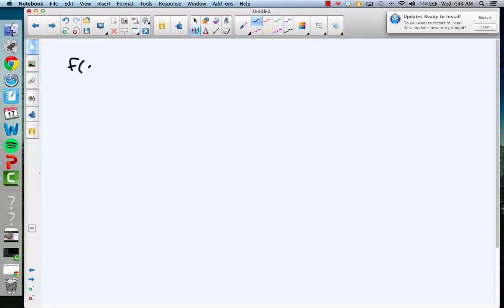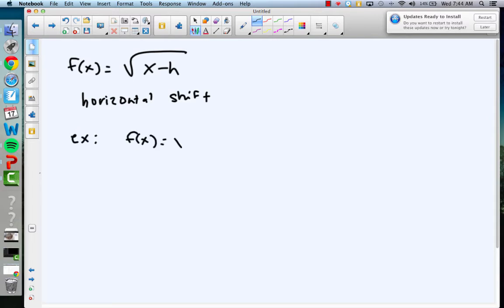So let's say I have f of x equals the square root of x minus h. Well, you guys have kind of seen this before. This h right here is going to tell us the horizontal shift. I'm just going to do some basic examples. So if I have f of x equals the square root of x minus 2, notice this is underneath the square root, then this means that I'm going to shift right 2. So when it's negative here, it goes to the right. When it's positive, it goes to the left.